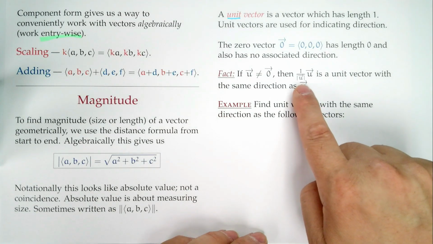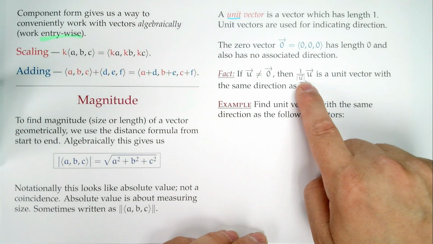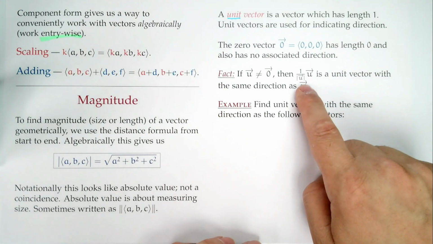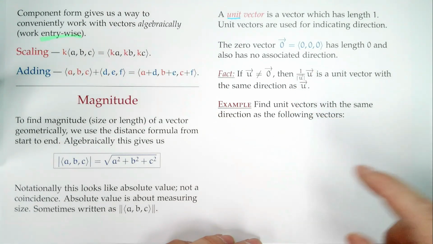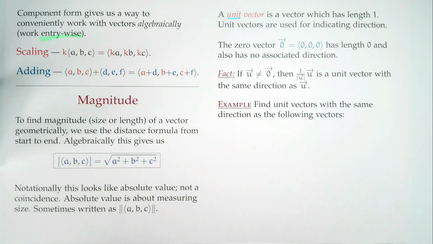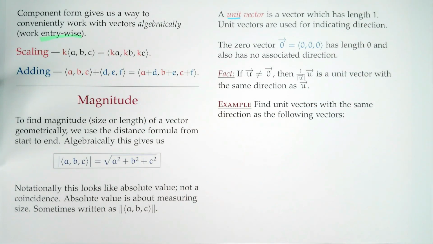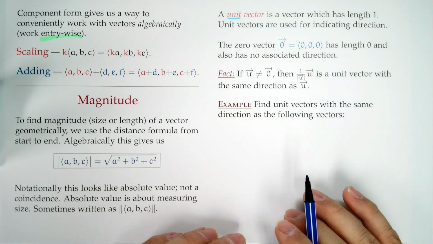So I multiply by 1 over its magnitude. If it was length 5, I'd multiply by 1/5. If it was length 1/2, I'd multiply by 1 over 1/2, or 2, and so forth. So by scaling by 1 over the magnitude, I'm adjusting the length to be just right. We want it to be the Goldilocks of vectors. Not too short, not too long, just right.